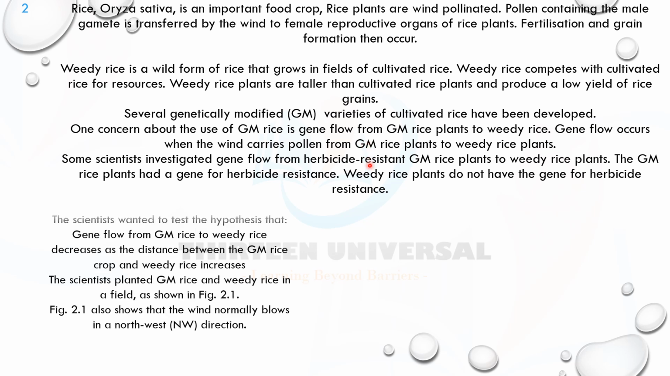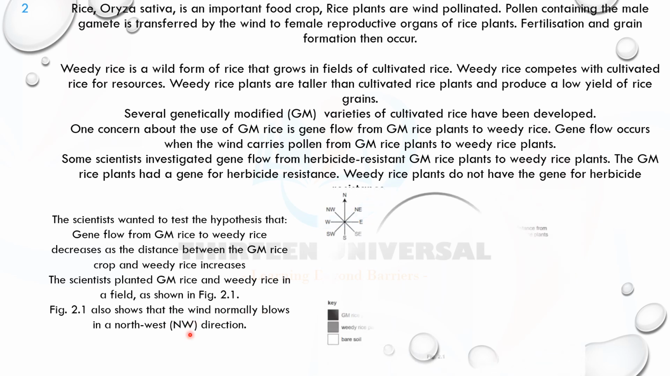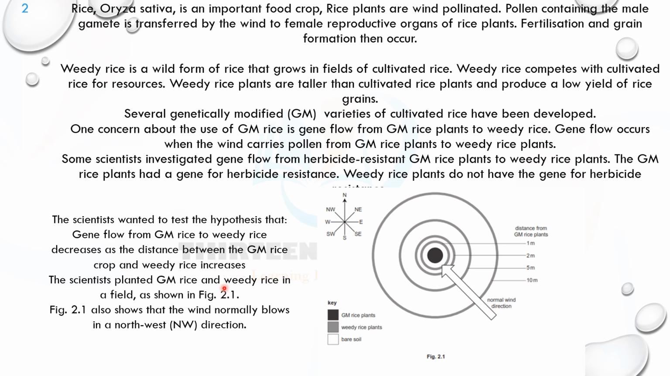Think through the lines. Okay, let's go on with the bulky context, the background information. The scientists wanted to test the hypothesis that gene flow from GM rice to weedy rice decreases as the distance between the GM rice crop and weedy rice increases. This is the hypothesis, okay? Gene flow decreases as the distance between them increases. The scientists planted GM rice and weedy rice in a field as shown in Fig 2.1. Fig 2.1 also shows that the wind normally blows in a northwest direction. Okay, that's the default wind direction. All right, look at it.